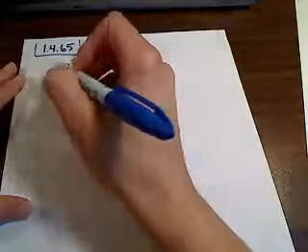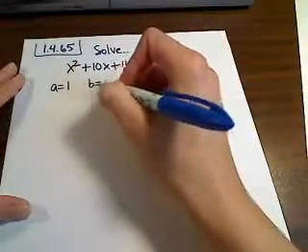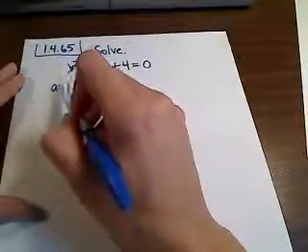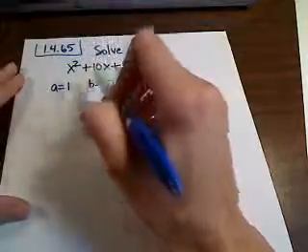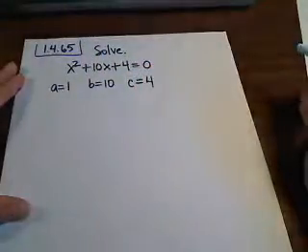And a is the coefficient of x, so a here is 1. I think I said a is the coefficient of x squared, so that's a 1. B is the coefficient of x, that's 10. And c is the constant, which is 4.